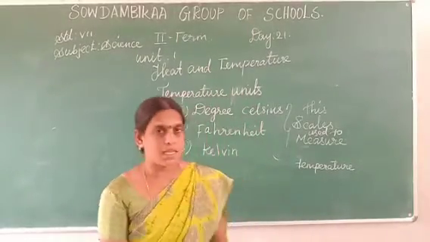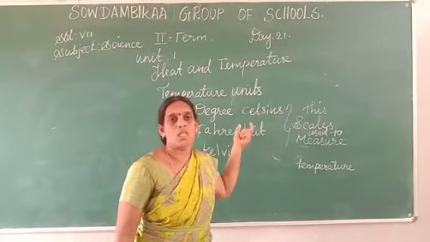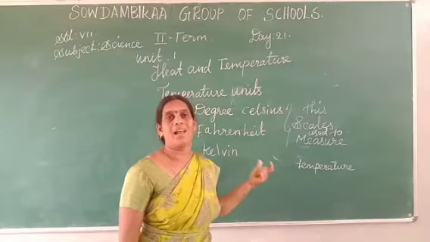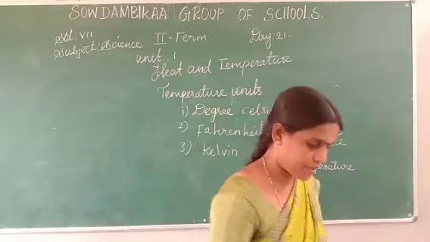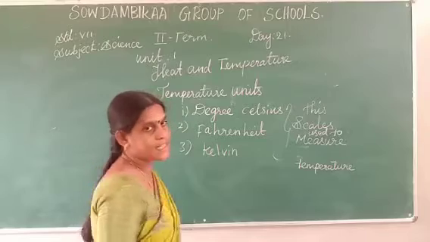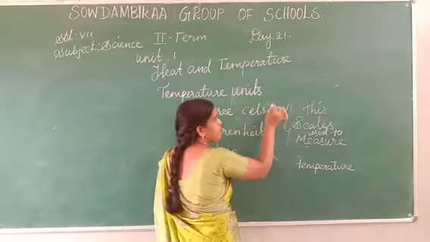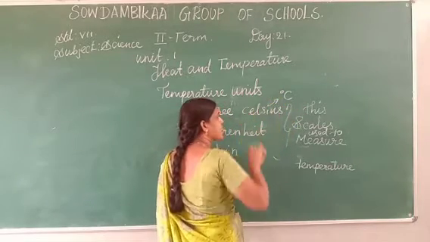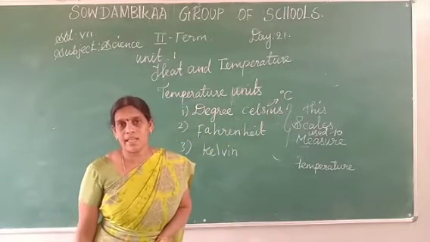Next, we will see what is meant by degree Celsius, how to write the degree Celsius, what is meant by Fahrenheit, how to write the Fahrenheit, and what is meant by Kelvin, and how to write the Kelvin. Okay, now we see it. First one is degree Celsius. What is the symbol of Celsius? C. Degree means here you write a degree sign on the top of the symbol.